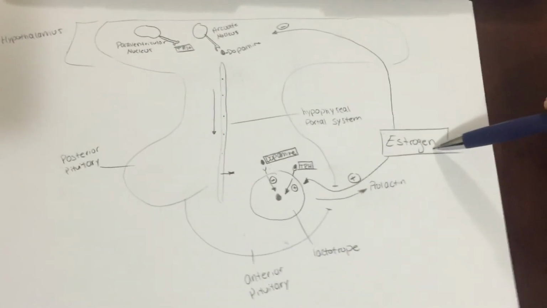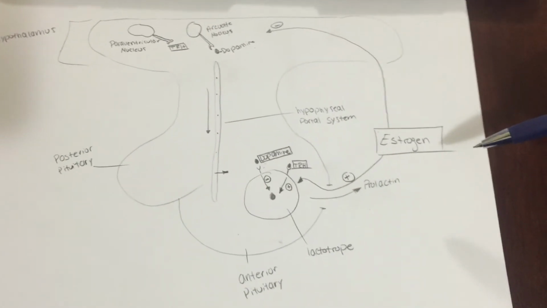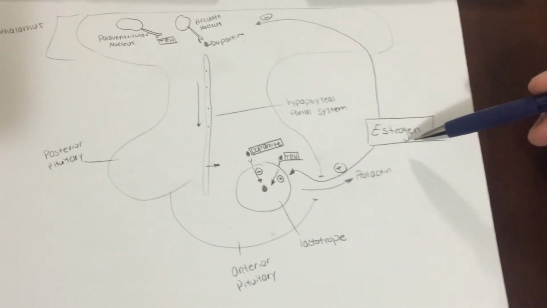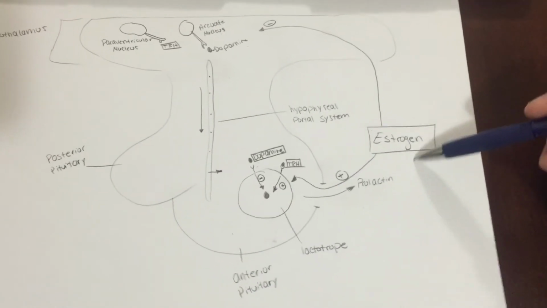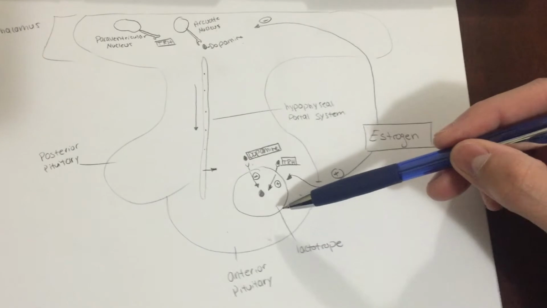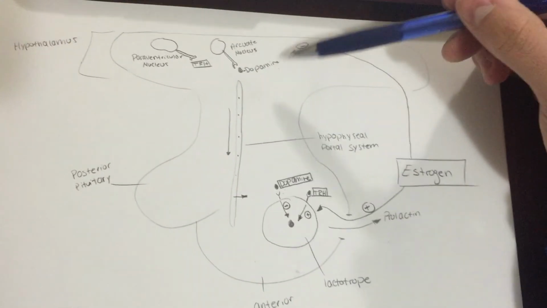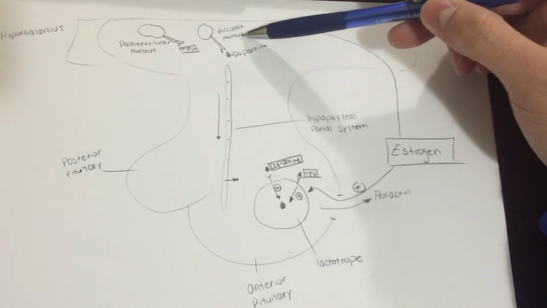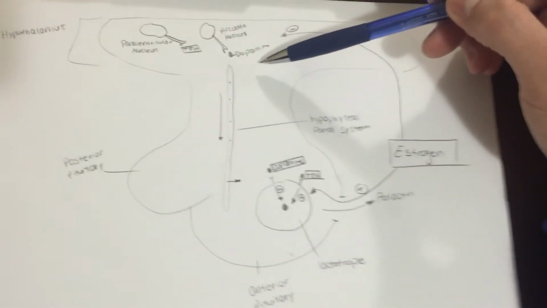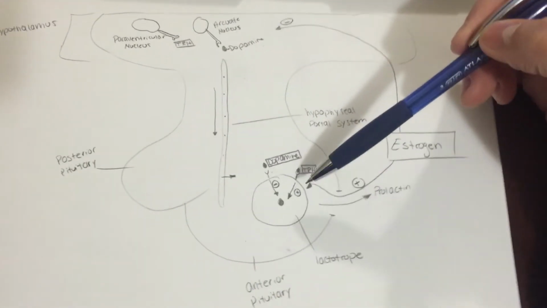Estrogen can also stimulate the production of prolactin. When females are pregnant, they produce estrogen, and when there are high concentrations of estrogen present, it can directly stimulate the lactotrope, producing prolactin. Estrogen can also come up into the hypothalamus and inhibit the arcuate nucleus from producing dopamine, which then results in the higher production of prolactin.